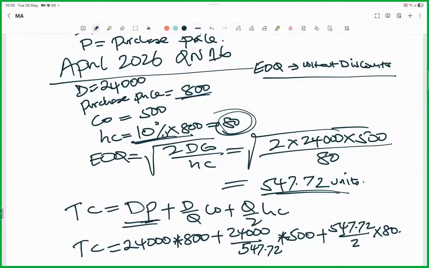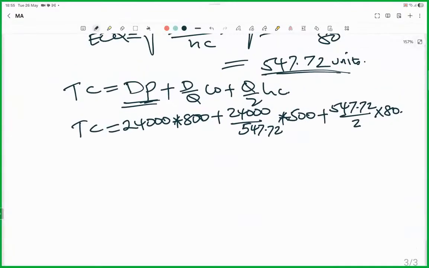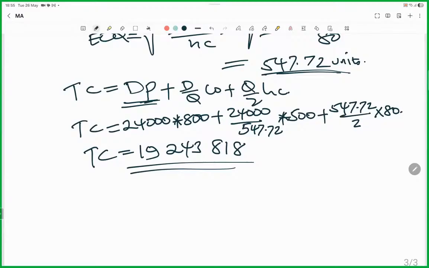Teresia Ngiti has given me an answer. She's telling me that our total cost equals 19,243,818. So somebody may ask, Mwalimu, but here we don't have a discount. Why are we including DP? The units are?